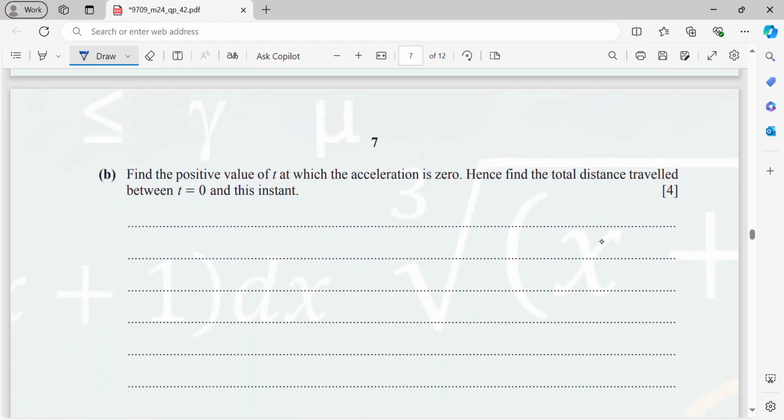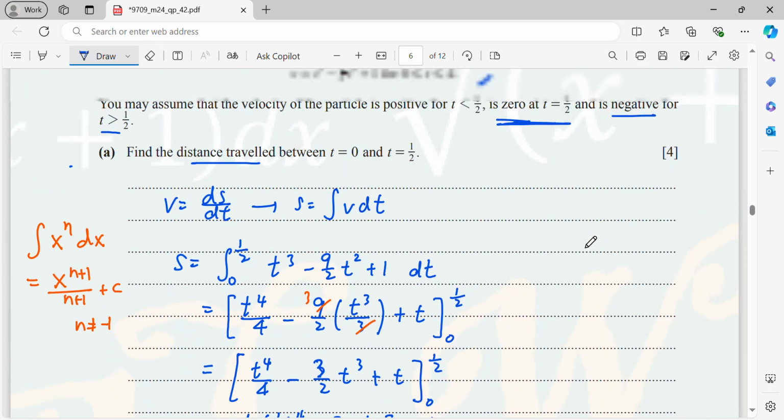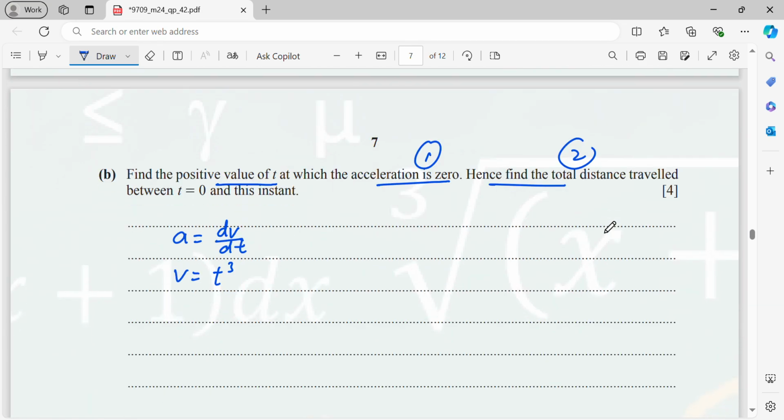Okay, B. Find the positive value of t, only one t, at which the acceleration is 0. That is the first part. Hence, find the total distance traveled between t equals 0 and this instant. So now, acceleration is dv over dt. So now the v is t cubed minus 9 over 2 t squared plus 1, when the t is from 0 to 4.